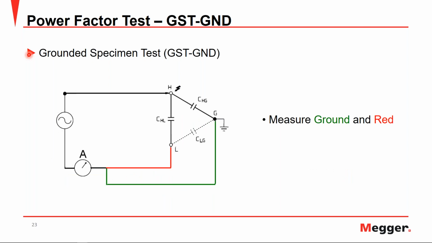Now in regards to the grounded specimen test, or the GST ground, we have a similar situation, but we can see that the measurement lead and the ground lead actually come together before the ammeter. So this time, when we have our total current being injected, we have our 2 current paths between high and low and high and ground. And this time, our leakage current from high-low and high-ground come together to go through the ammeter. So in this situation, our measured current is going to be the leakage current from the high to low plus the high to ground.